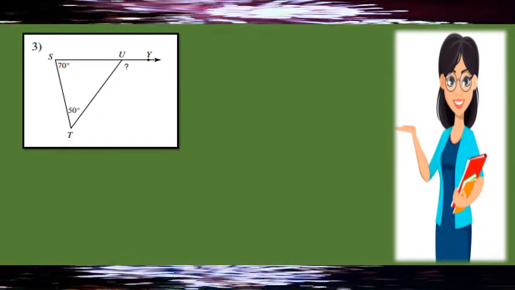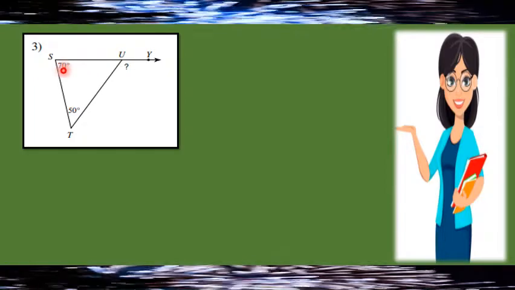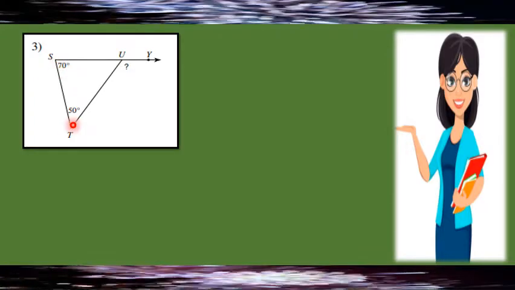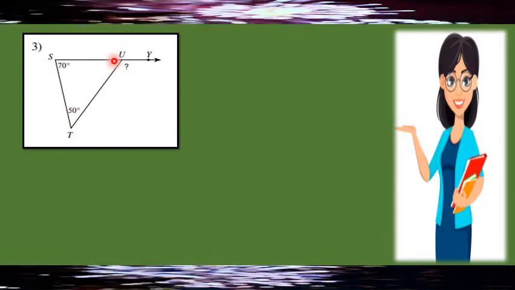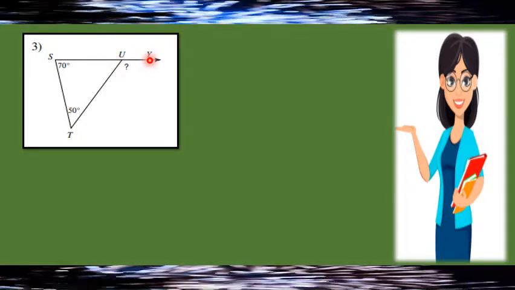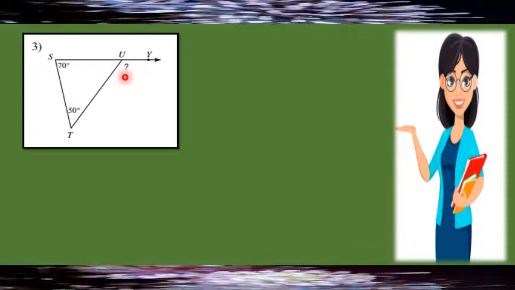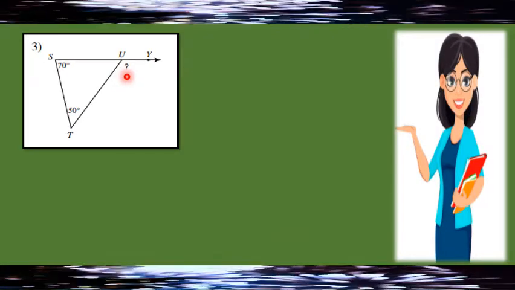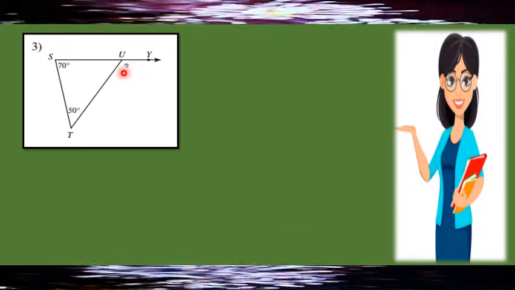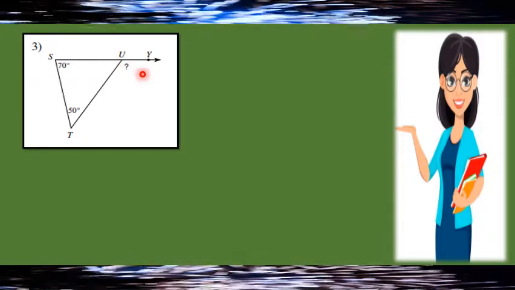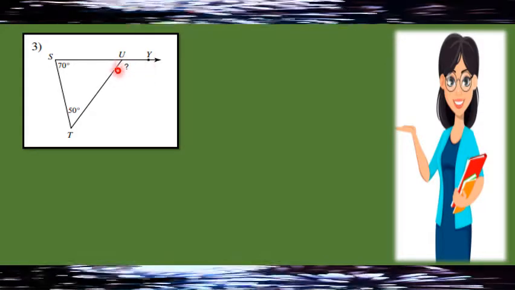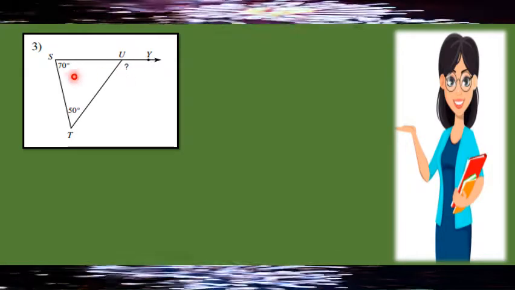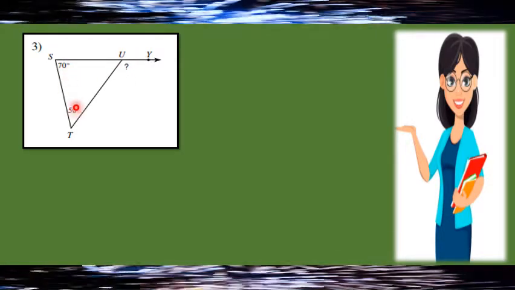Number 3. The remote interior angles are angle S and angle T, the adjacent interior is angle U, and angle Y is the exterior. But the missing angle is angle Y. So this is the exterior.